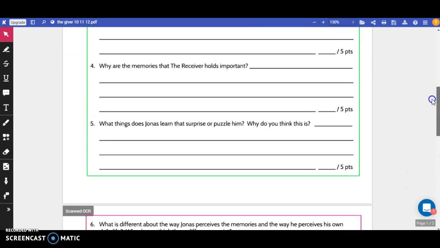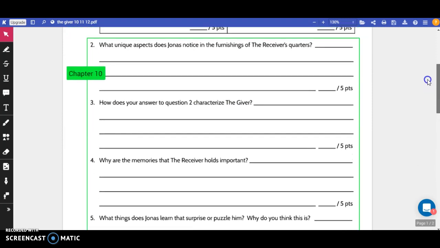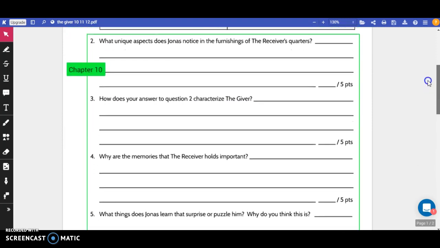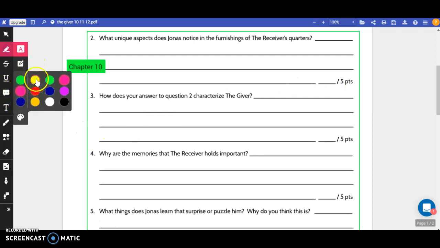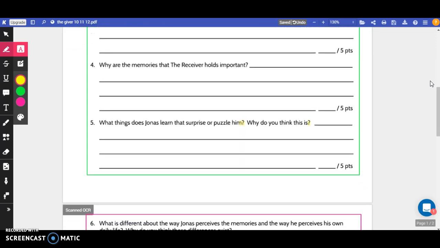Before looking at the vocab, be sure to go back through these questions. Question 5 is actually a two-part question. So you need to explain what things Jonas learns that surprise or puzzle him, and then you need to explain why you think this is. So I need to know what is happening in the text and what is your opinion on the situation there.